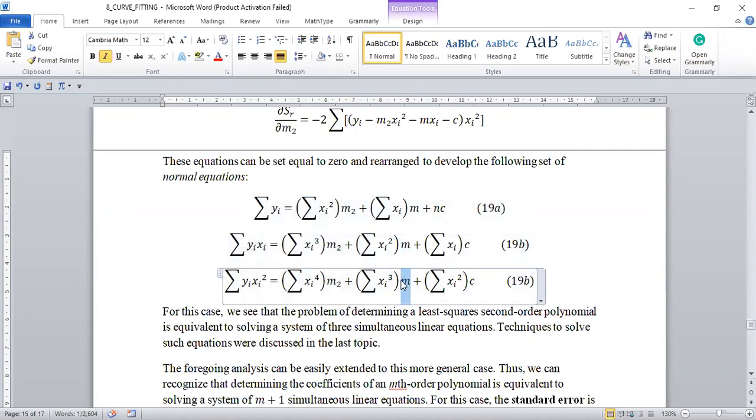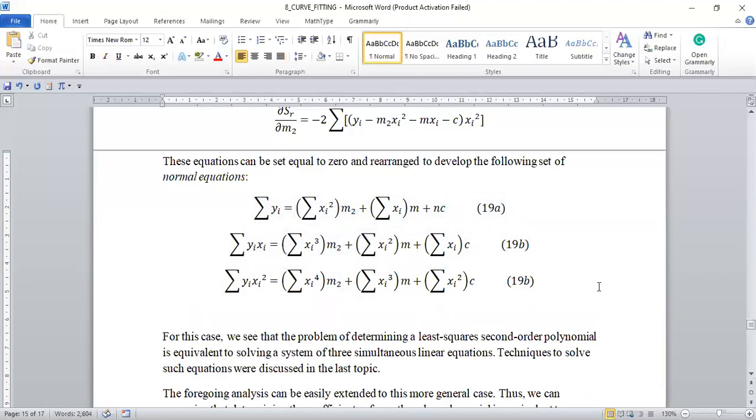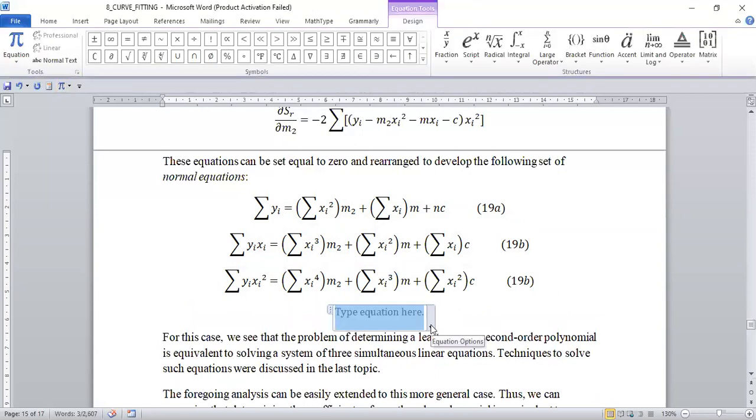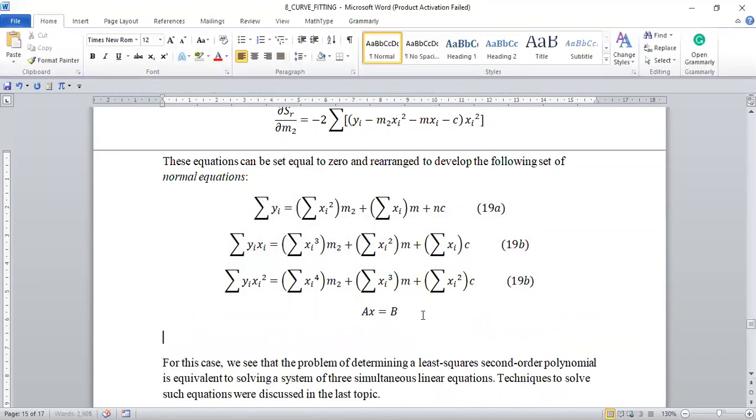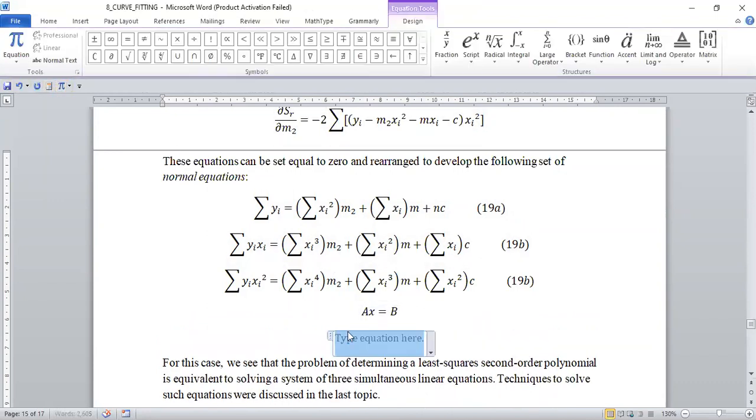Okay, so what we want to solve for is M, because M is common to the 3 equations. C is common to the 3 equations. So the C I'm highlighting, then M2 is common to the 3 equations. So you can reduce this equation into, let me just write it, AX is equal to B.